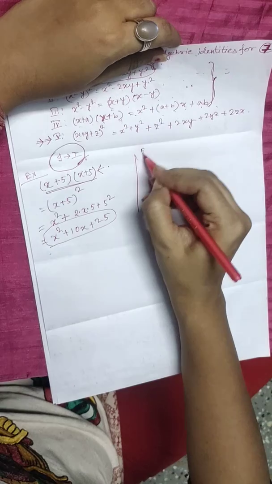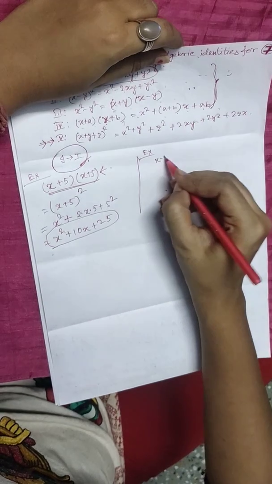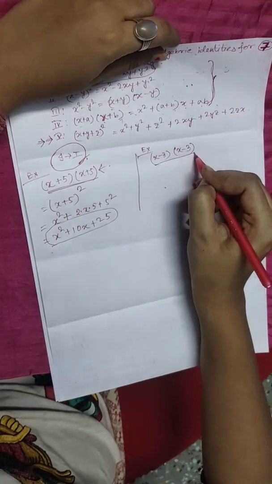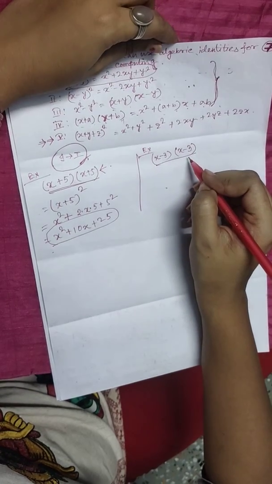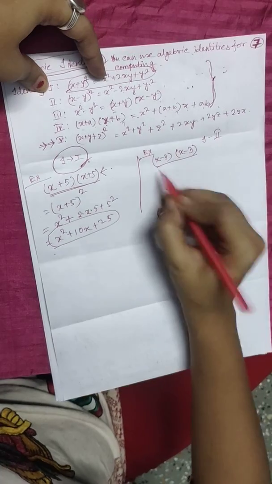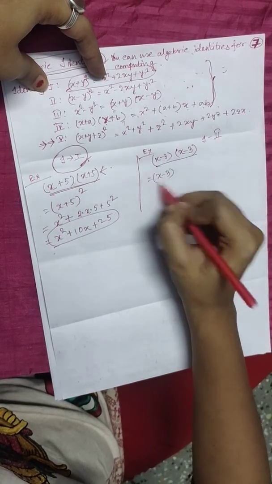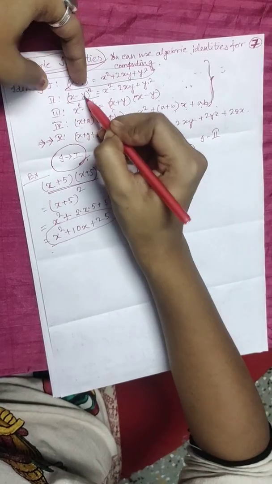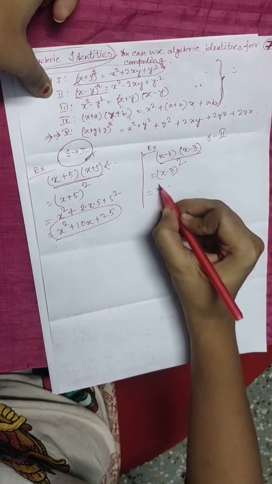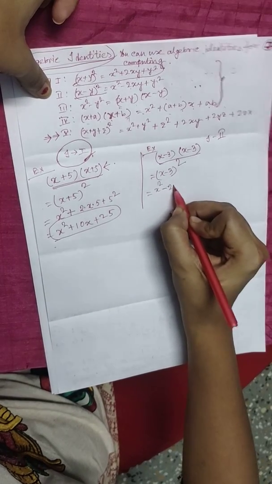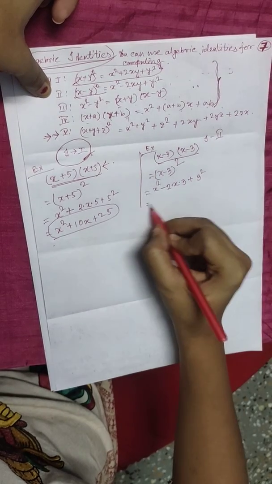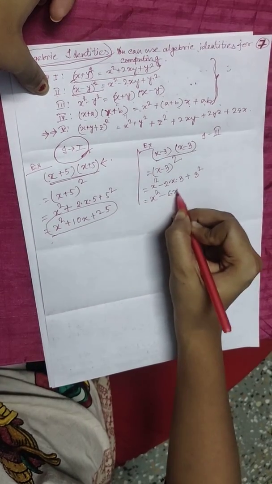Now, let's take another example. If I give you (x minus 3) into (x minus 3) and I ask you to compute this without multiplication, how will you do this using identity 2? If I write it as (x minus 3) whole square, then from identity 2, y will be equal to 3. So, by using identity 2, you can write it as x square minus 2 into x into 3 plus 3 square. This will give you x square minus 6x plus 9.